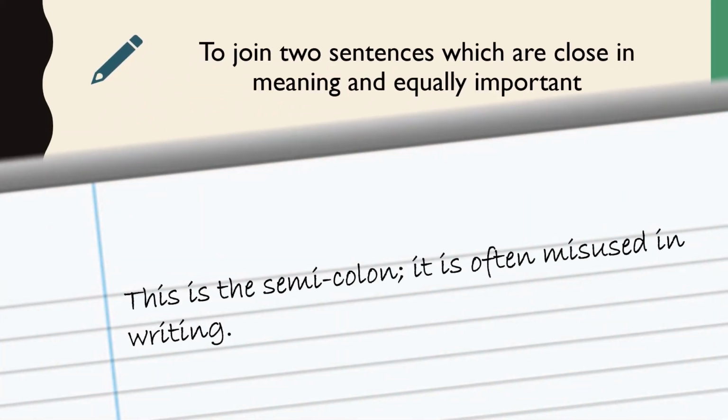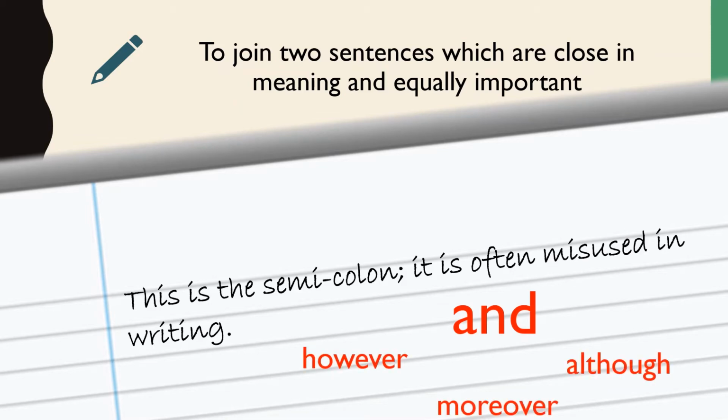So here's an example of the first use. This sentence reads, "This is the semicolon. It is often misused in writing." It could be two separate sentences, but the sentences are very closely related and they're equally as important as each other, so we join them together with the semicolon. The semicolon could replace a connective, such as and, or other connectives such as however, moreover, and although.